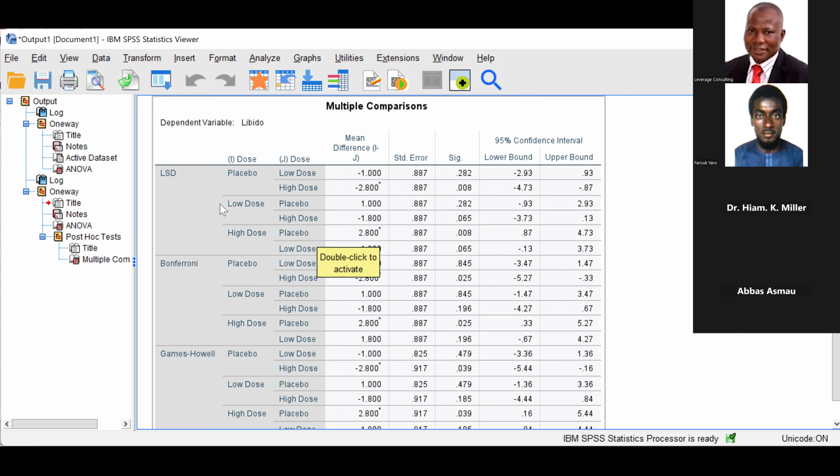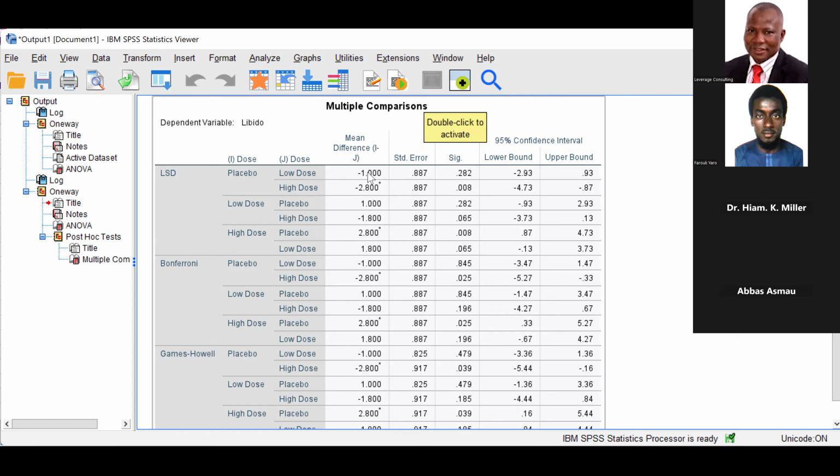Low dose high dose is the same thing as high dose low dose. That is why you will see this. Okay, let me first of all explain J. Remember, J is the group. So the difference between each group, you remember that the mean for the placebo group is 2.2. For the low dose, the mean is 3.2. The difference is 1. That's why, can you see now? 1.